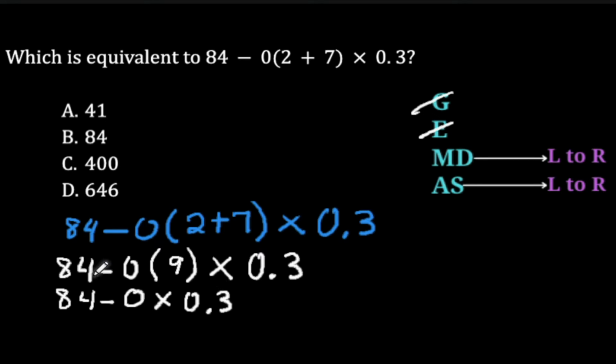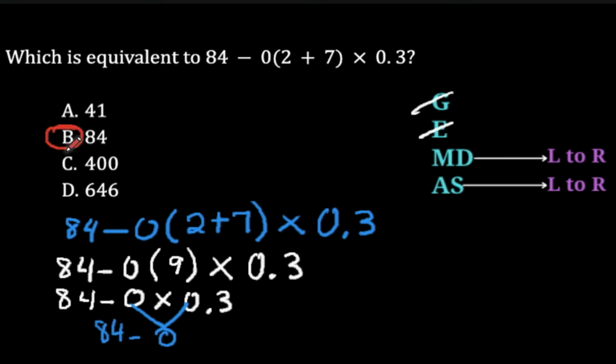Again, be careful with this, because we still have multiplication here. We have to perform multiplication before we can perform subtraction. So 0 times 0.3 is simply 0, because 0 times any number is equal to 0. So this is 0. And then we have 84 minus 0, which is equal to 84, which is answer choice B.